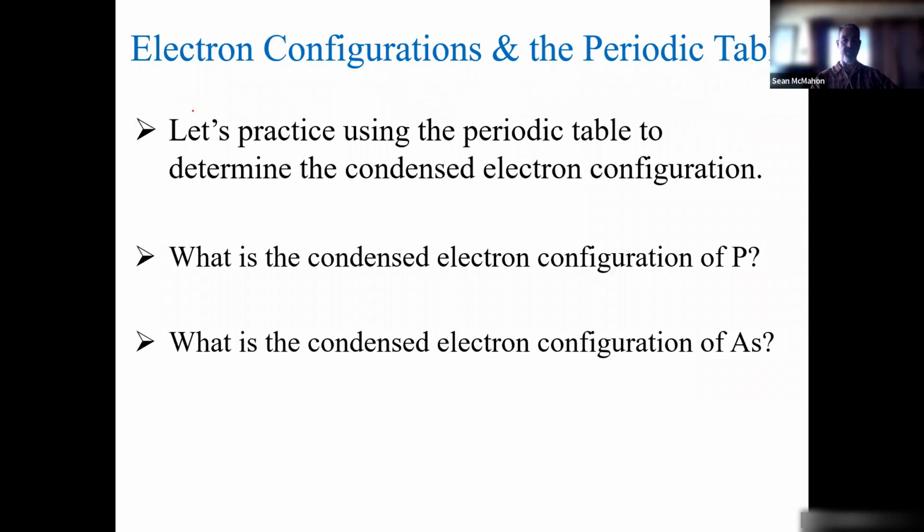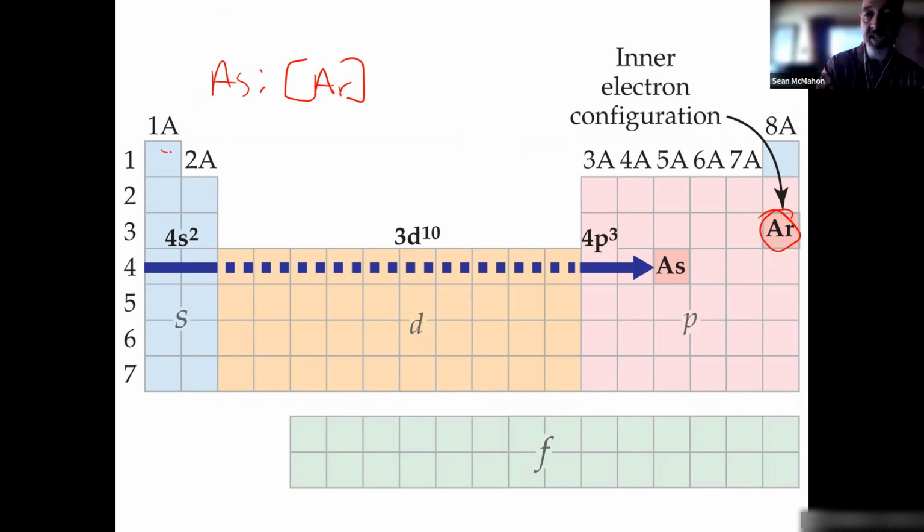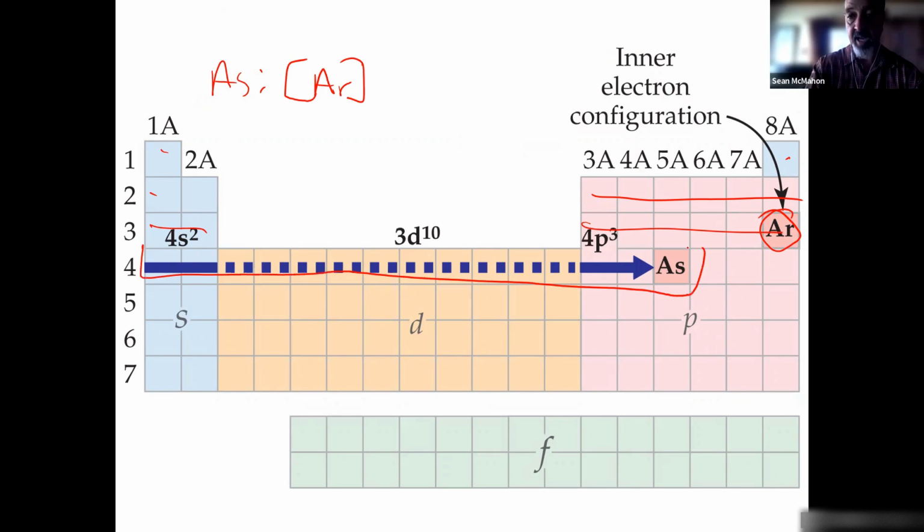So can we do it for arsenic? Well, I wrote it out earlier, the long version, but now if I look at the core electrons, it's the same as argon, because we have the 1s2, the 2s2, the 2p6, the 3s2, the 3p6 like argon. Now all I'm going to write is the outer shell that needs to be taken into account.